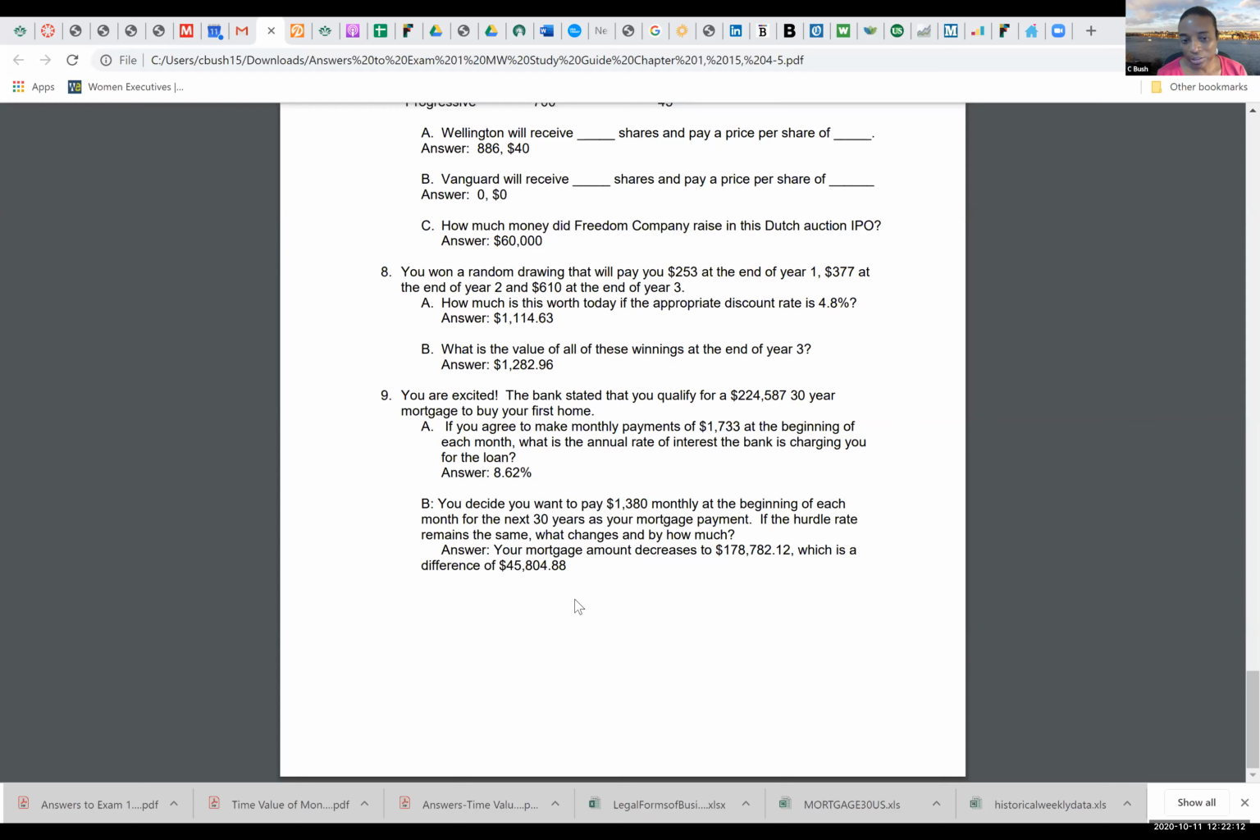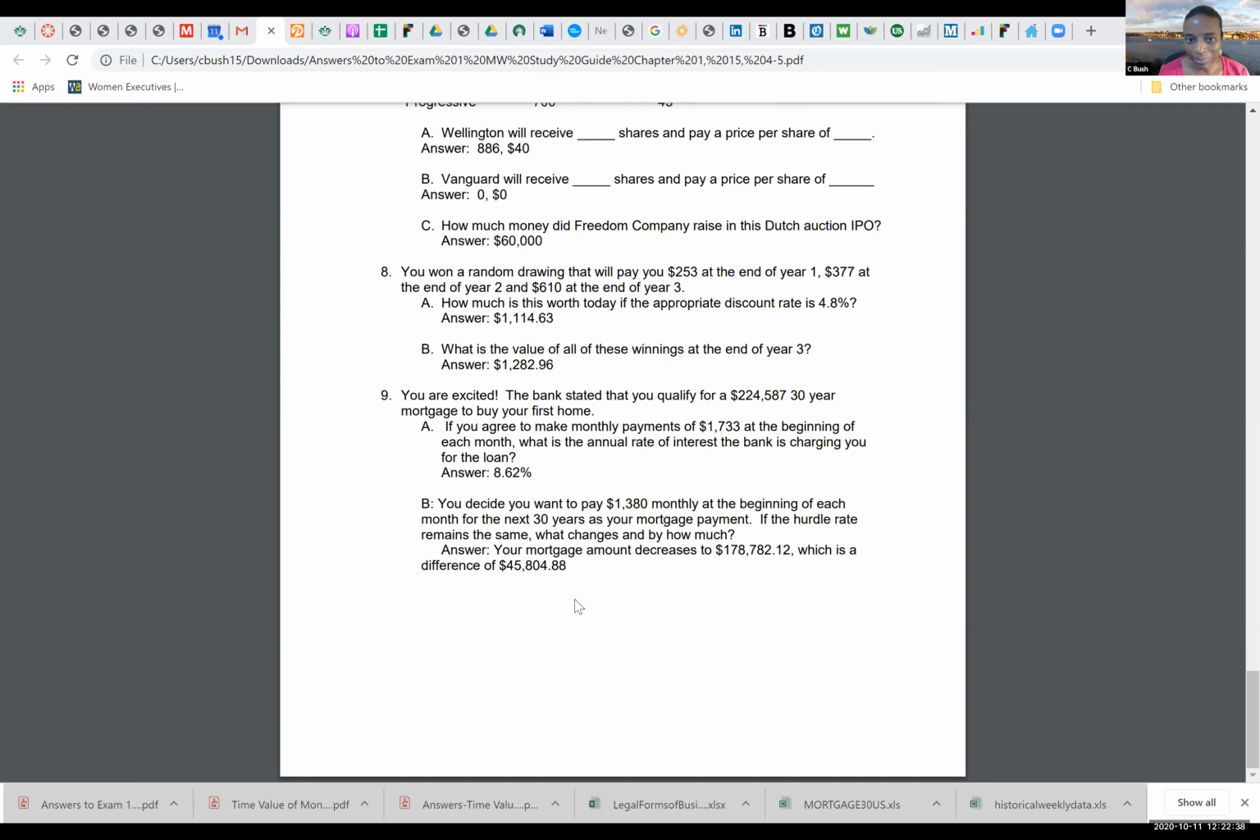Okay, for kicks, would you guys like to do B, or you want to move on to a different question? We do B as well. Okay, let's do B. B says you decide you want to pay $1,380 monthly at the beginning of each month for the next 30 years as your mortgage payment. If the hurdle rate remains the same, what changes and by how much?